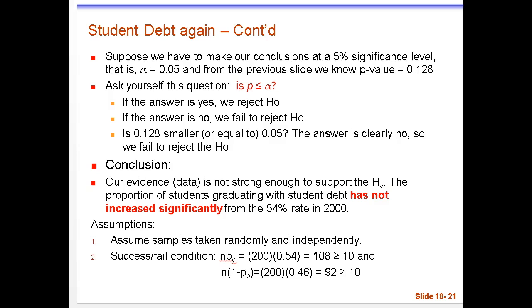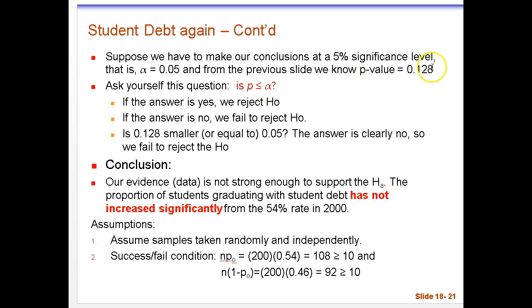And we're told suppose we have to make our conclusions at a 5% level of significance. Now 5% level of significance corresponds to a 95% level of confidence. But when we go to make our decisions, we compare that p-value to the level of significance. If the level of significance is set at 5%, then alpha is 0.05. The question you always should be asking yourself is, is your p-value less than or possibly equal to your alpha?